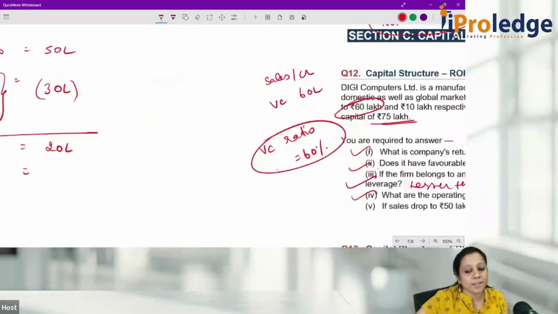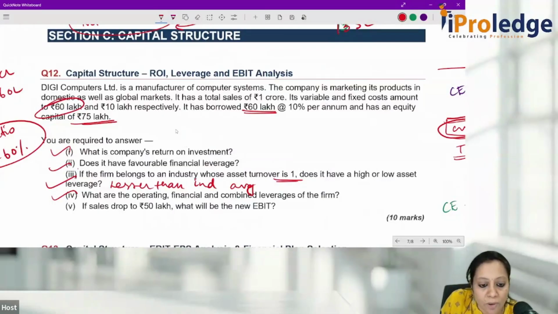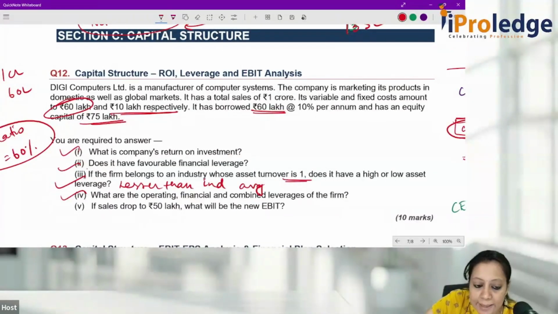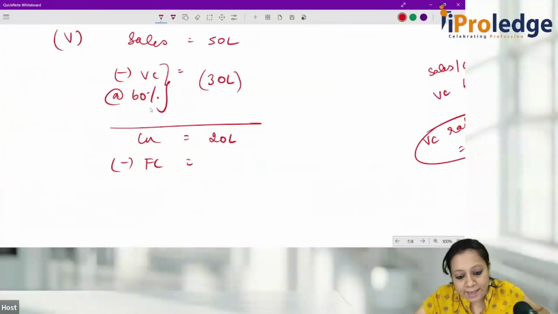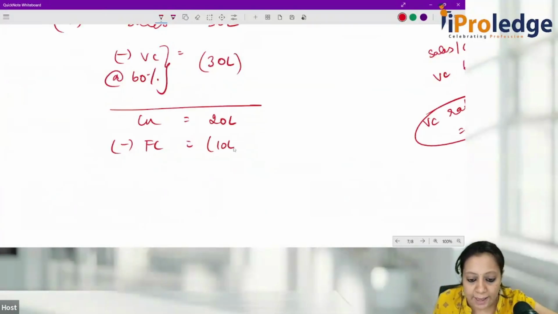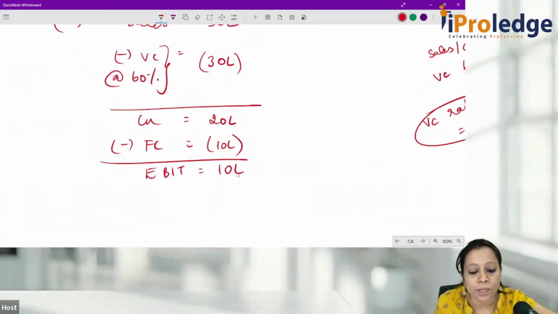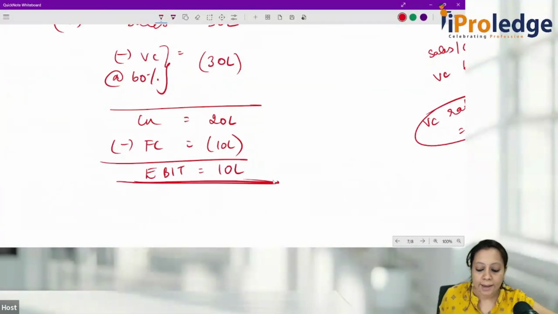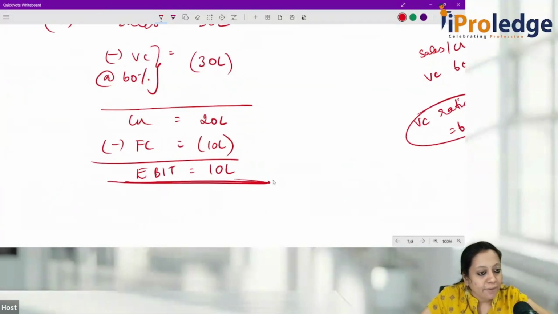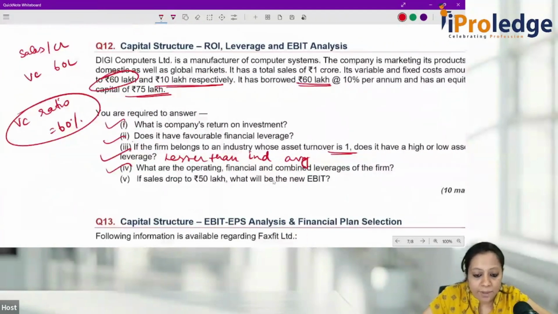Fixed cost will not change irrespective of the level or volume of output. Fixed cost will be 10 lakhs only. So I will take the same fixed cost, that is going to be 10 lakhs, which means EBIT is also going to be 10 lakhs. So the new EBIT is 10 lakhs. It is a wonderful question where multiple other chapters are combined.